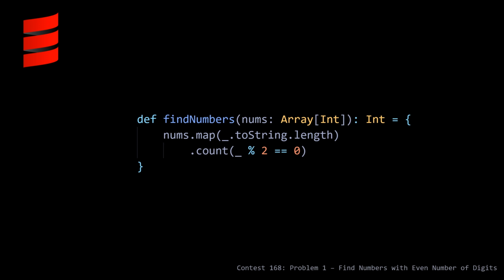Next is our Scala solution. We make a call to map on our array of integers, and then toString and .length. So we're doing both of our maps at once. And we can actually do our filter and our reduction in the same step here, because arrays in Scala have a count method that takes a predicate and can perform a filter and the reduction at once. So that's kind of nice.